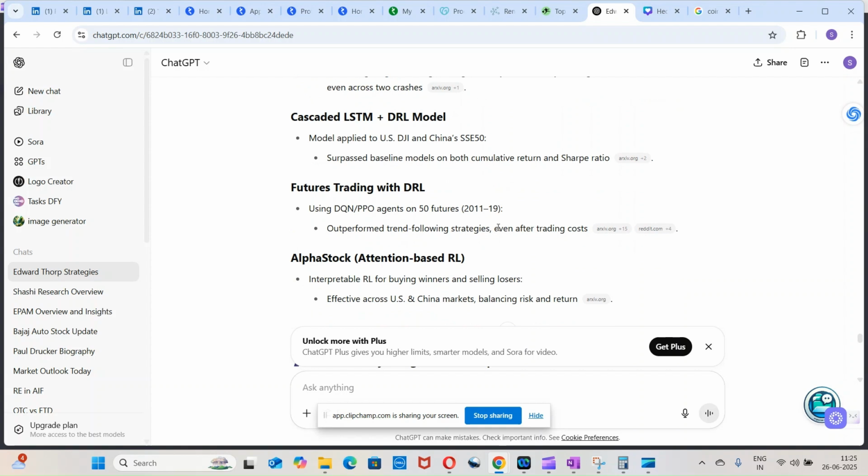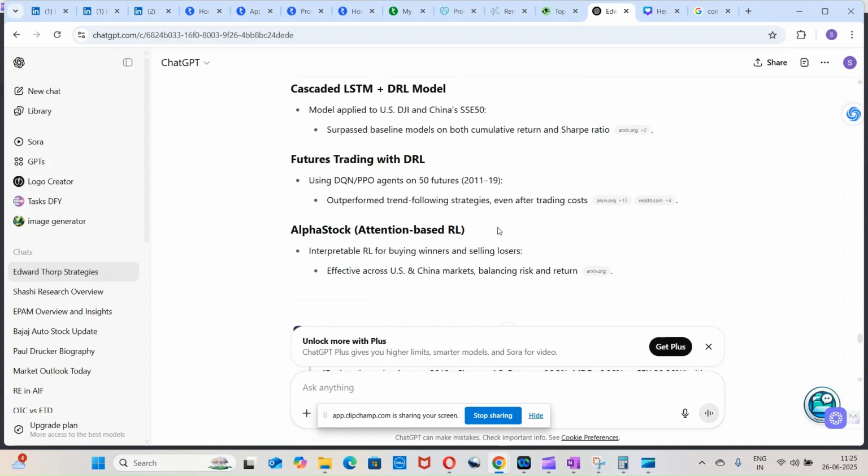Futures trading, when it was done with DRL, using DQN and PPO agents on 50 futures from 2011 to 19, it outperformed trend following strategies even after trading costs. After trading costs also, it outperformed the trend following strategies. So it is doing good against trend following strategies also.